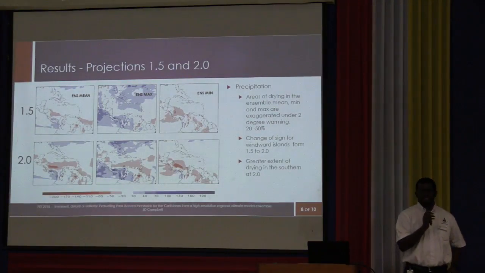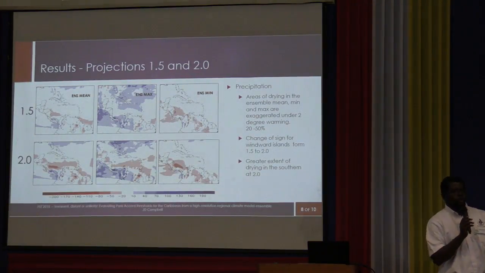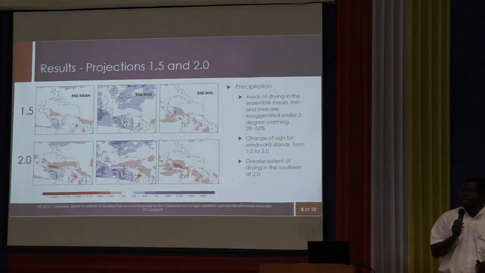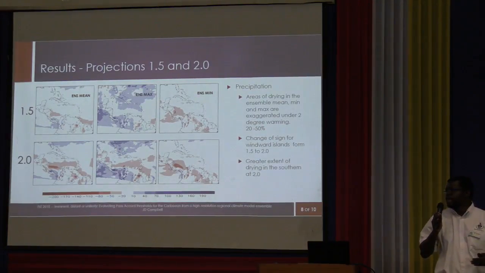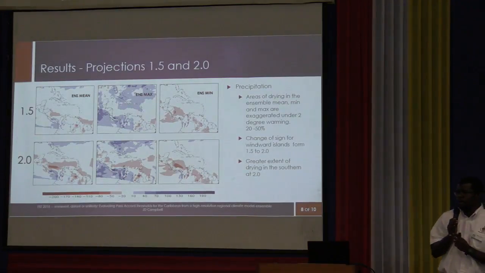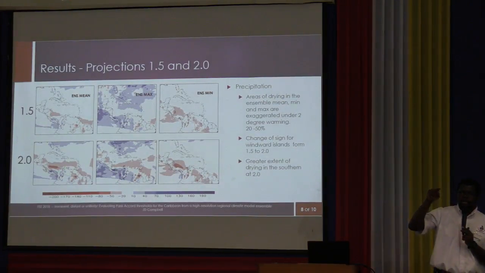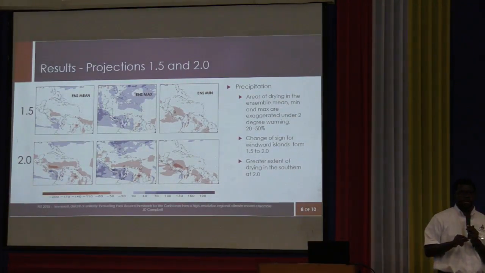So, projections. Now, how did we establish what is a 1.5 degree year and what is a 2 degree year? So you take 1860 to 1900 and you average those. When you average those temperatures, you create a running mean of differences from that period onwards. And you keep doing that, year by year, until you get to a point where the difference is 1.5, and no year after that falls below 1.5, right? And that's for the globe.